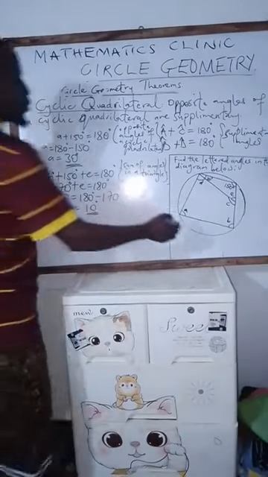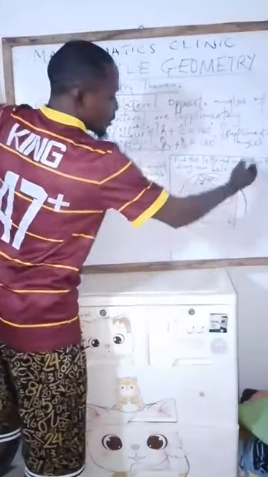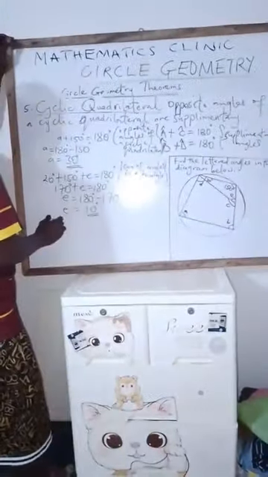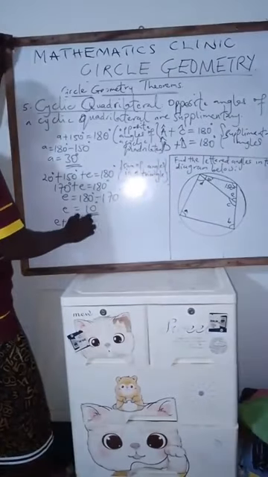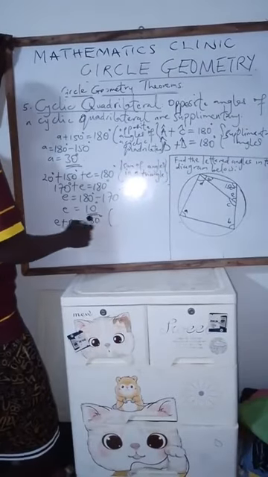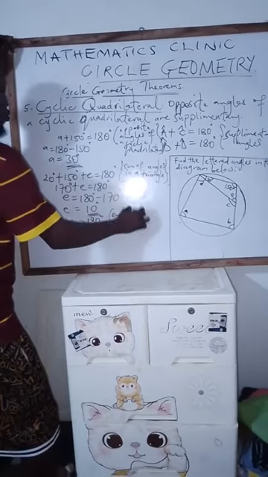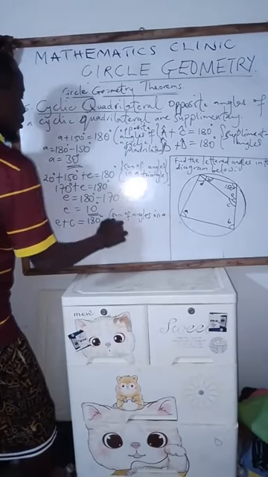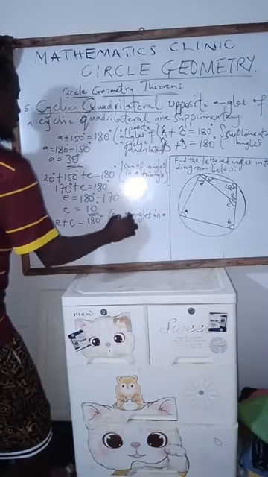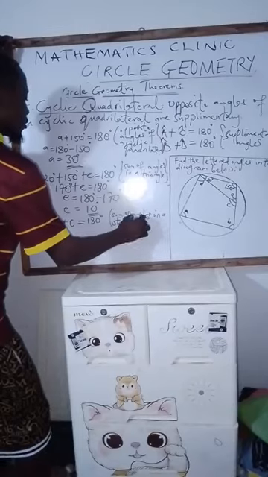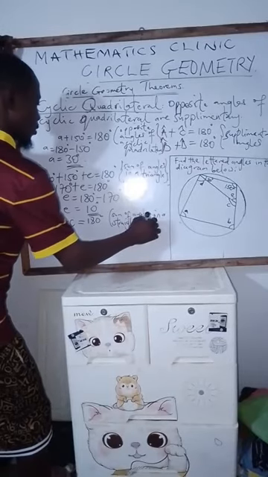If E is 10 degrees, what is C? Look at angle E and angle C. They are on a straight line. So we say E plus C is equal to 180, because they are the sum of angles on a straight line.